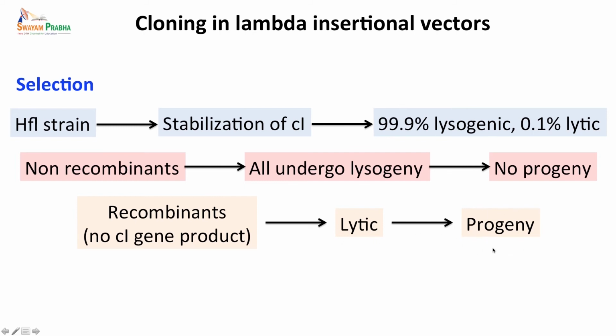So you will have clear areas on the lawn of E. coli cells, and those plaques are generated by lysing the E. coli host cells when enough bacteriophage particles are produced. So those clear areas or plaques will contain bacteriophages which contain the recombinant DNA.